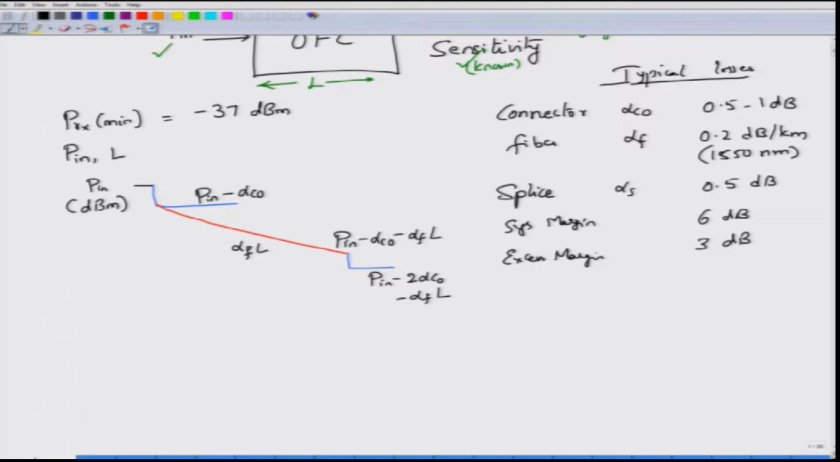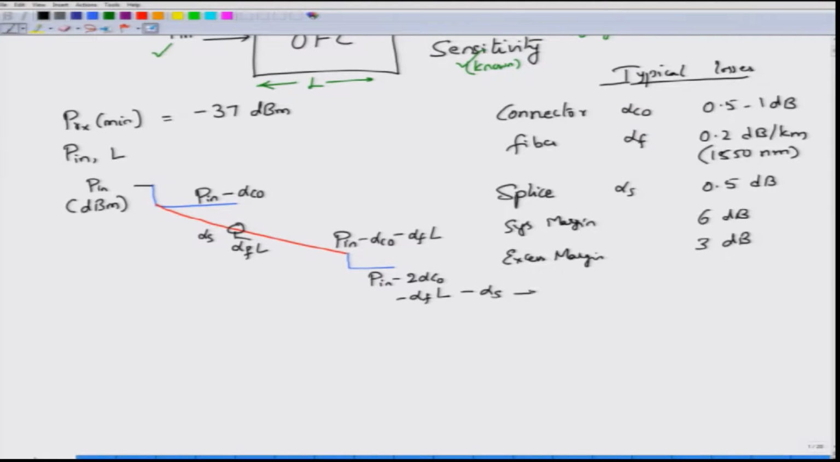Okay. You might also encounter a certain splice in between, at which point your power would drop and then again decrease. So, this would be the splice loss. Let us assume that there is only one splice in this particular scenario, and that would be minus alpha S. This is the power that you are receiving.